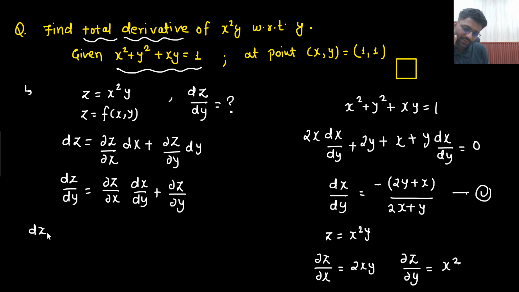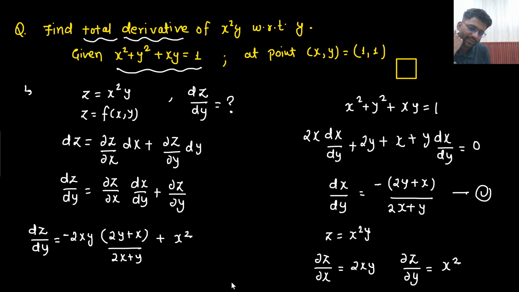So all the values I am having now. So what is my dz by dy? So what is del z by del x? Del z by del x is nothing but 2xy. What is dx by dy? Dx by dy is nothing but 2y plus x upon 2x plus y, along with that a negative sign, plus del z by del y, which is equal to x square.